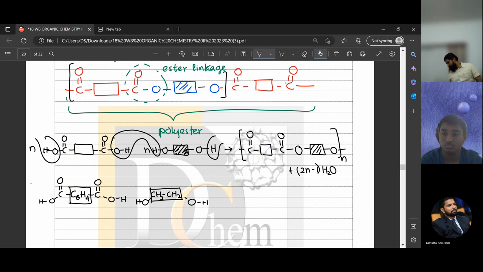What I said was take one carboxylic acid and one diol and draw one repeating unit. That's it. Again, this goes, and that goes. Then what's the product? Carbon oxygen double bond.